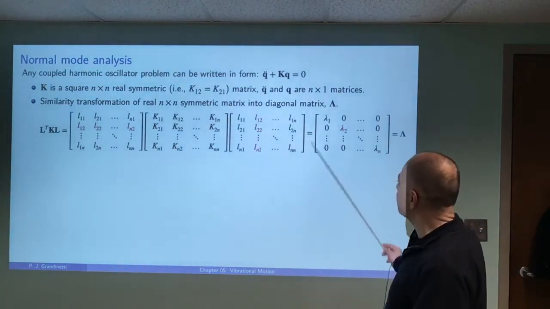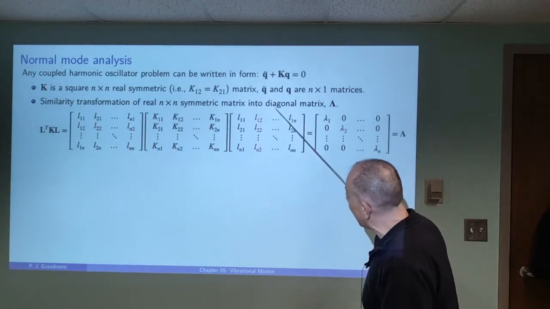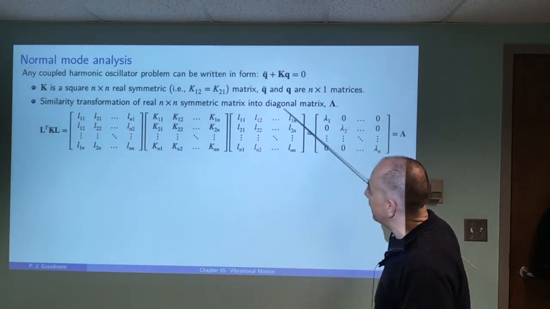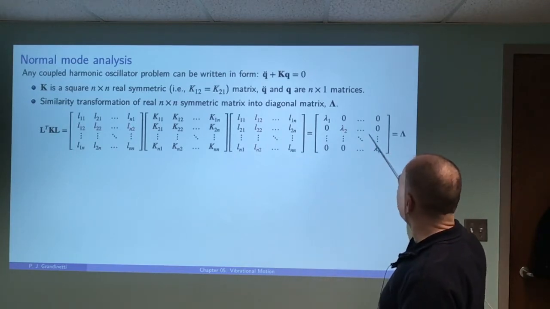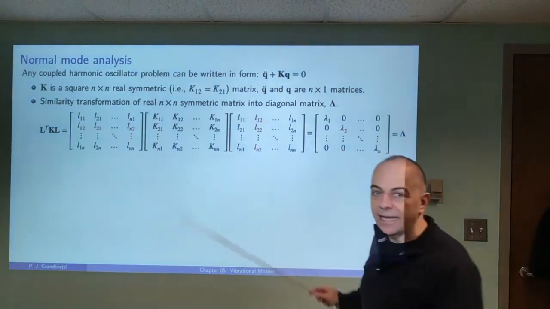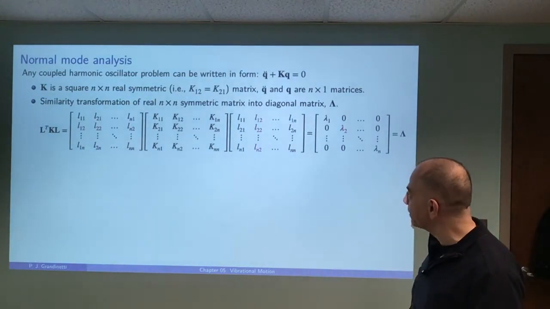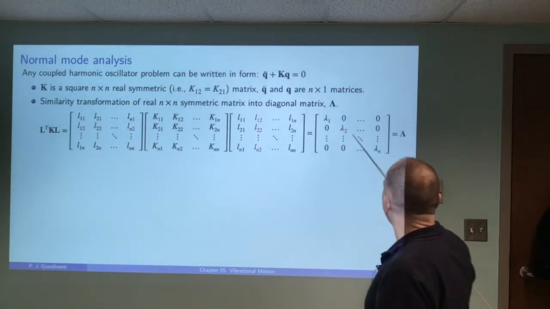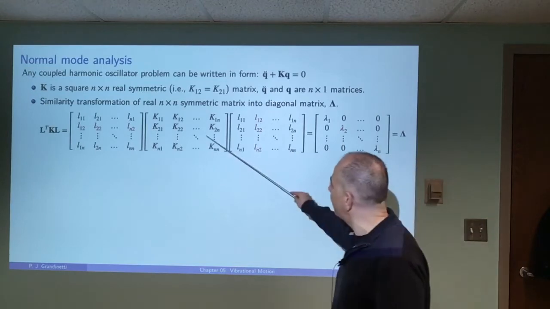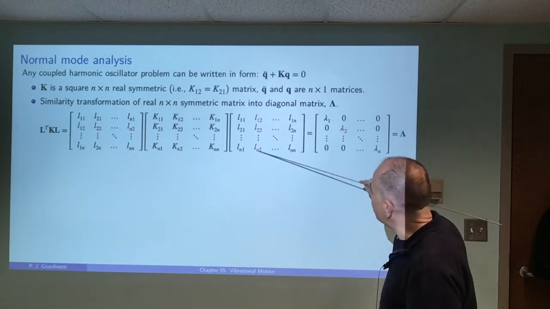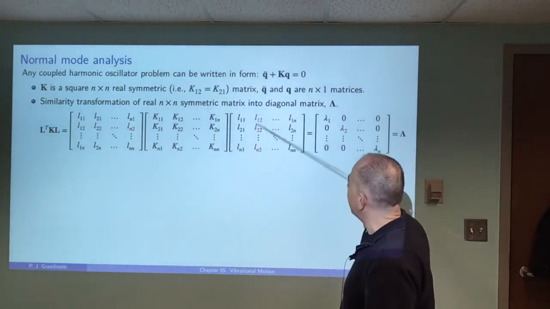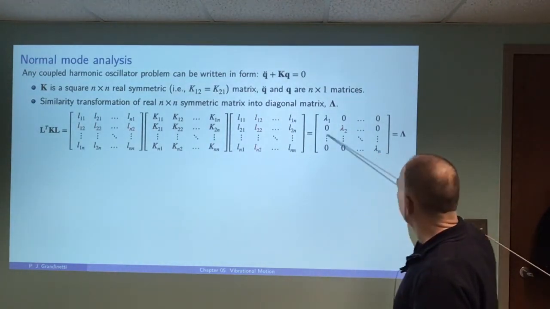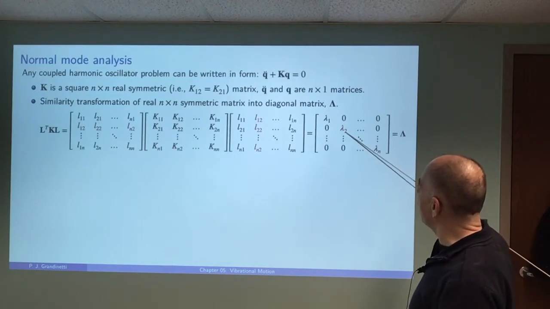So this transformation requires you to find out what are the elements in this eigenvector matrix that will give you a diagonal matrix when you do this sandwich multiplication here. So these diagonal elements are called the eigenvalues of K, and the columns in this matrix are called the eigenvectors of K. And each eigenvector here corresponds to an eigenvalue here.